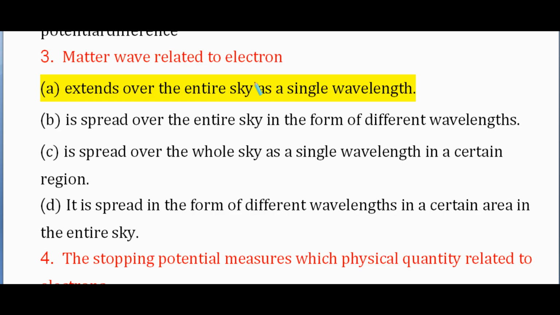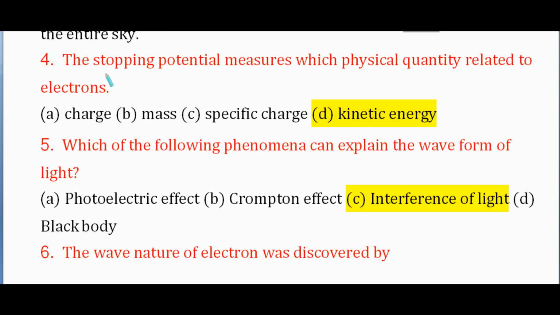Matter waves related to an electron extend over the entire sky because it can travel in vacuum as a single wavelength. The stopping potential measures which physical quantity related to electrons? It measures kinetic energy. Which of the following phenomena can explain the wave nature of light? Interference.